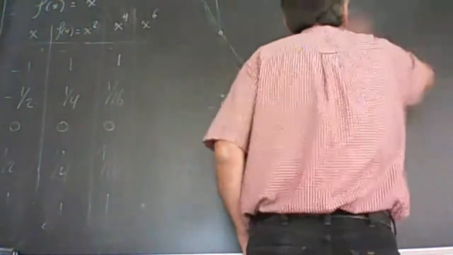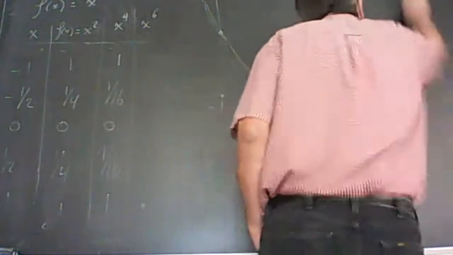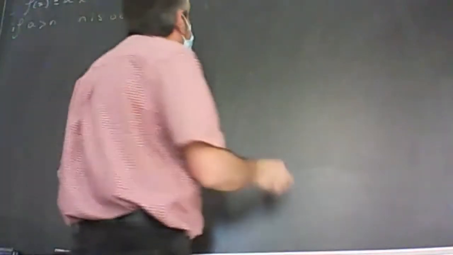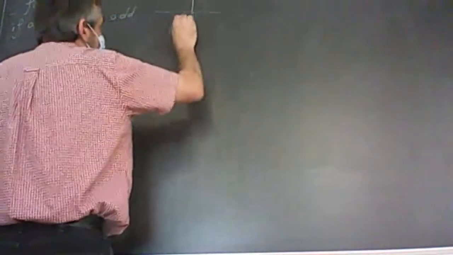Let's put some rules for those. f of x equals a x to the power n. This is the general form of the basic polynomial function. Say if a is positive, n is odd, then the graph looks like that. I'm just going to show it like this.